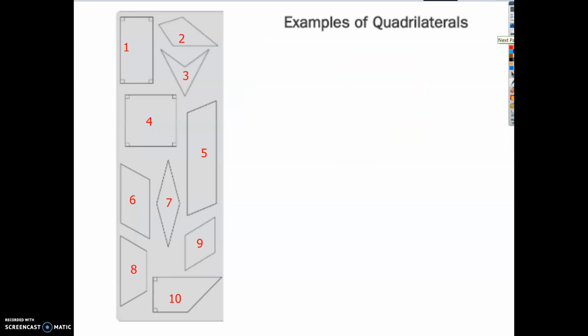Here are some other quadrilaterals. Some look standard, like squares and rectangles. And some look a little different, like this one here. It's still a quadrilateral because it's a polygon. It has closed sides, and it has four sides. So it is a quadrilateral. And the shape here, okay, still a quadrilateral because it has four sides. And it's a polygon because it is a closed figure.